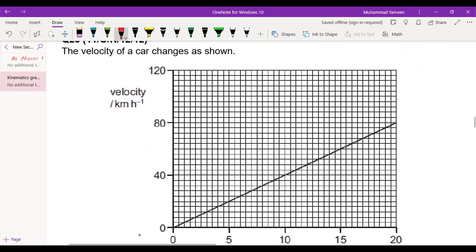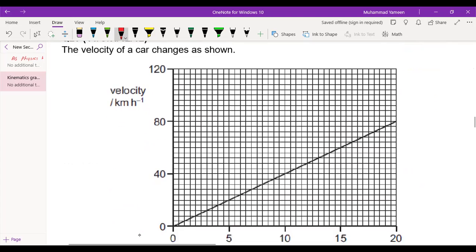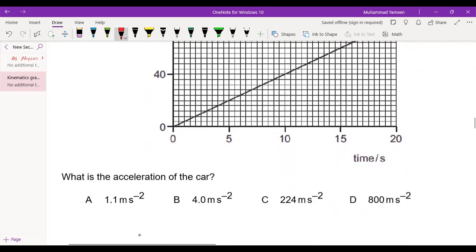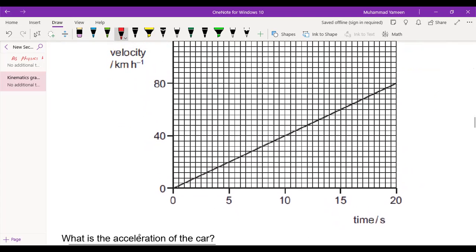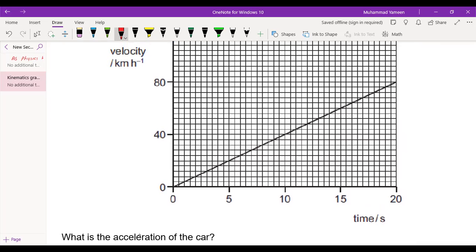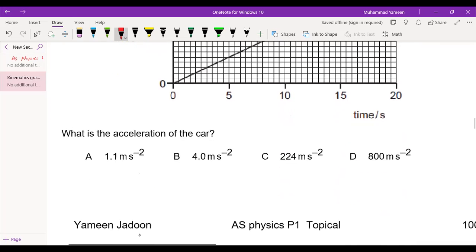Again, a straightforward question. We have done that. The velocity of the car changes. What's the acceleration of the car? Again, rise over run. But be careful to convert this kilometer per hour to meter per second.